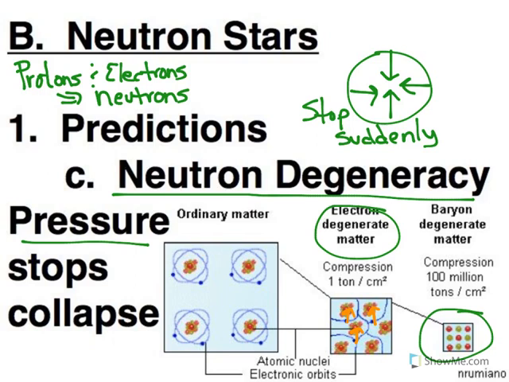When it gets to this point, neutrons behave kind of the same way that electrons do. They can't have the same energy in the same place at the same time. And so when you approach that, you are approaching degeneracy, but now for neutrons.